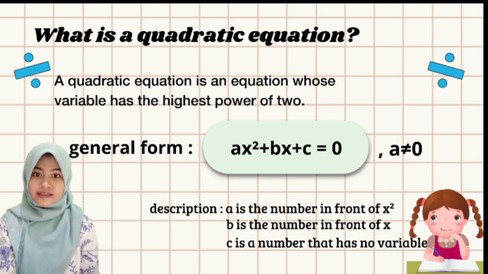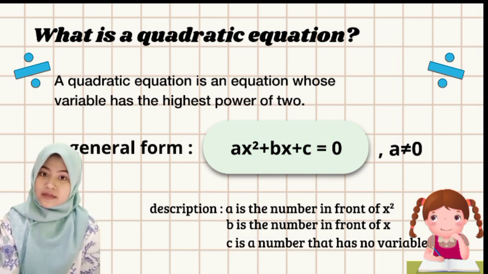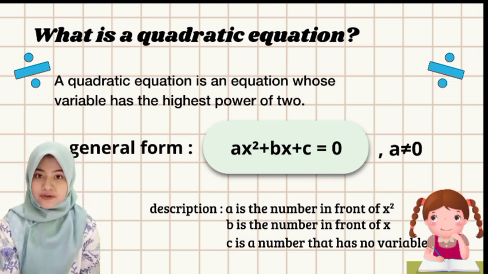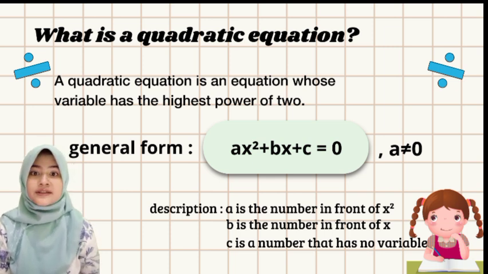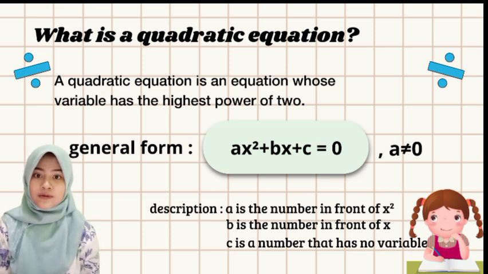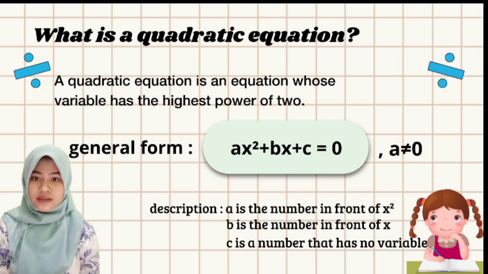What is a quadratic equation? A quadratic equation is an equation whose variable has the highest power of 2. And the general form is a times x to the power of 2 plus b times x plus c equals 0. Well, the variable here is x, with the highest rank being 2, with a not equal to 0.